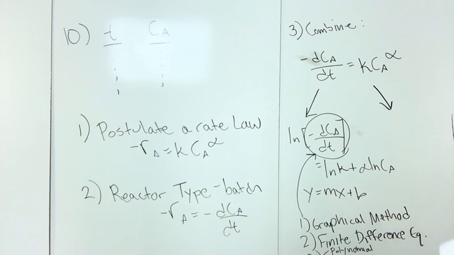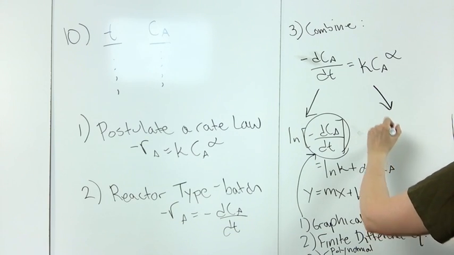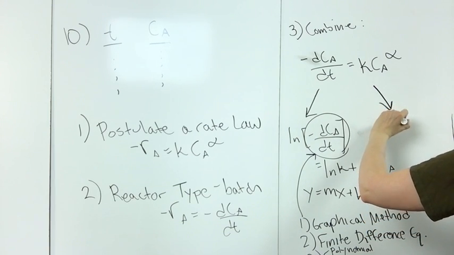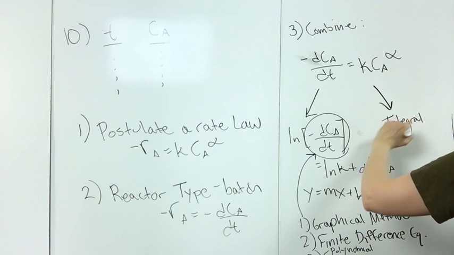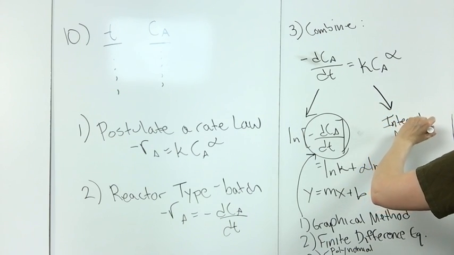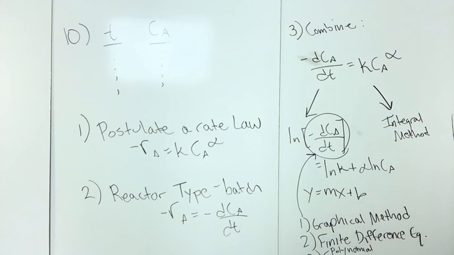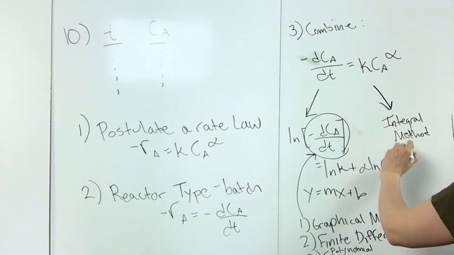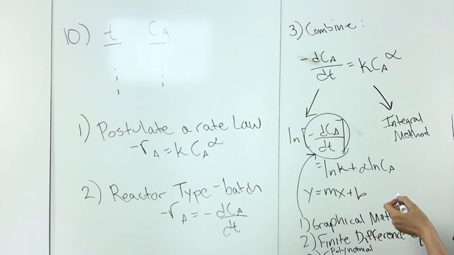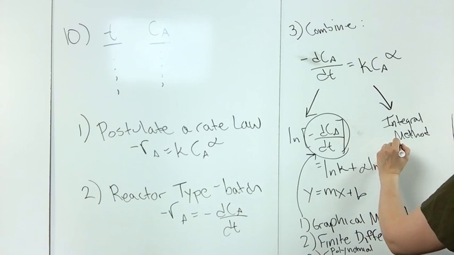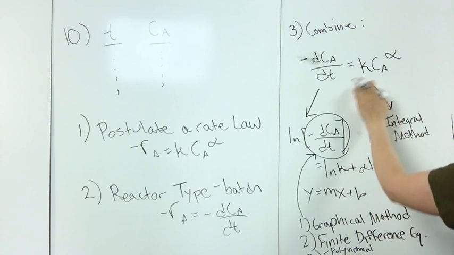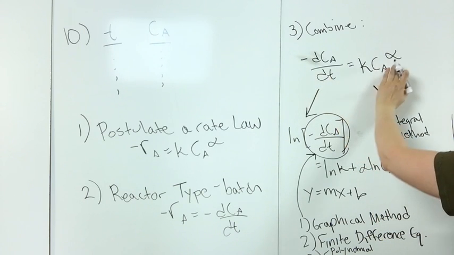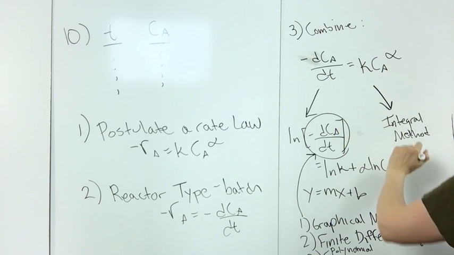So the other route you can take when you solve these is the integral method. And that's actually the route that he took for solving this problem in the solutions. For the integral method, you guess alpha. So you say, okay, alpha is 0, or alpha is 1, or alpha is 2. And then you solve this equation. So you basically integrate it.